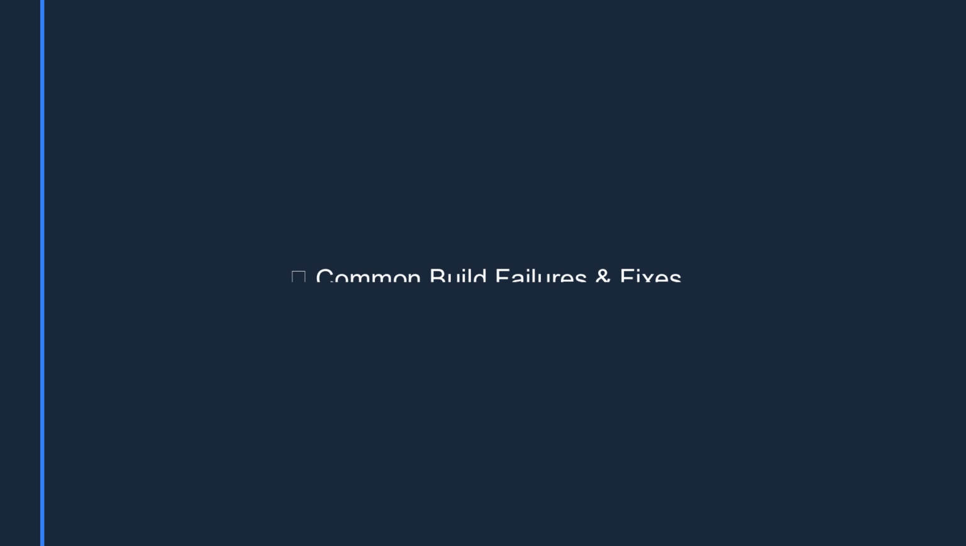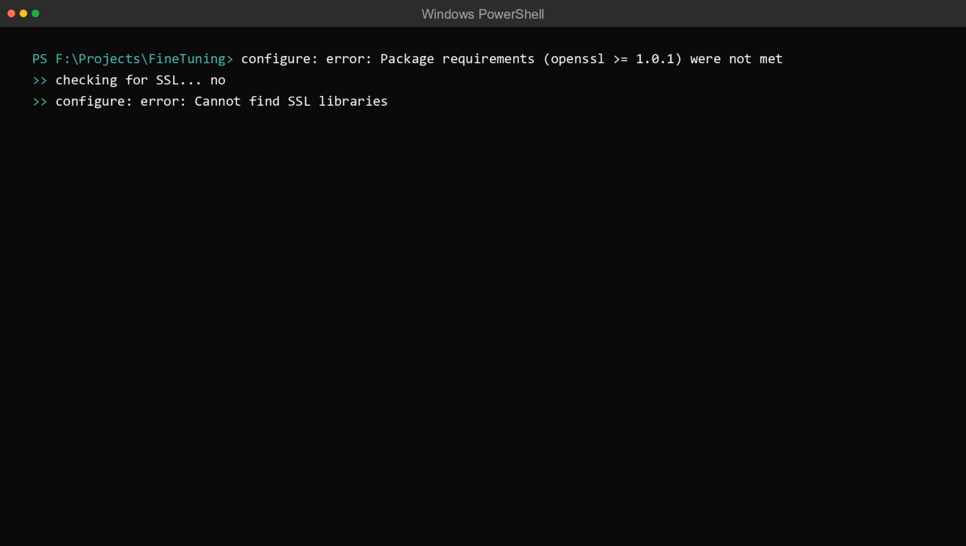Common build failures and fixes. This configure output is one of the most common failures you'll encounter. Package requirements (openssl >= 1.0.1) were not met, followed by SSL libraries not found. What this tells you is that the configure script found pkg-config, asked it about OpenSSL, and got nothing back. The root cause is almost always the same. The OpenSSL development headers aren't installed.